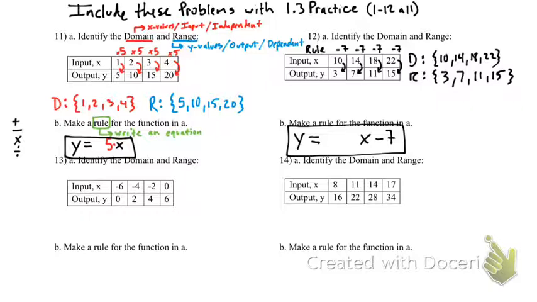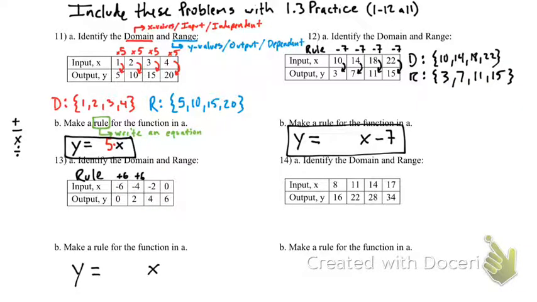I'm not going to do part A. I just want to do the part B on number 13. So here we go. So I want to make the rule, so I start off with y equals, and then my independent variable is x. So if you look, the rule I believe that will work so far is going to be adding 6.